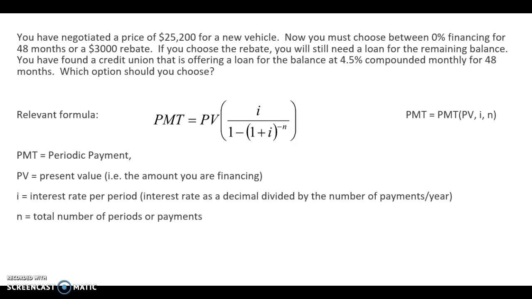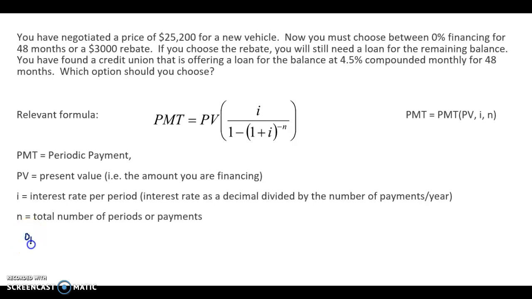So let's take a moment to read the problem. You have negotiated the price of $25,200 for a new vehicle. You must now choose between 0% financing for 48 months or a $3,000 rebate. If you choose the rebate, you will still need a loan for the remaining balance. You found a credit union that is offering a loan for the balance at 4.5% compounded monthly for 48 months. Which option should you choose? So let's take a look at this problem and figuring it out.